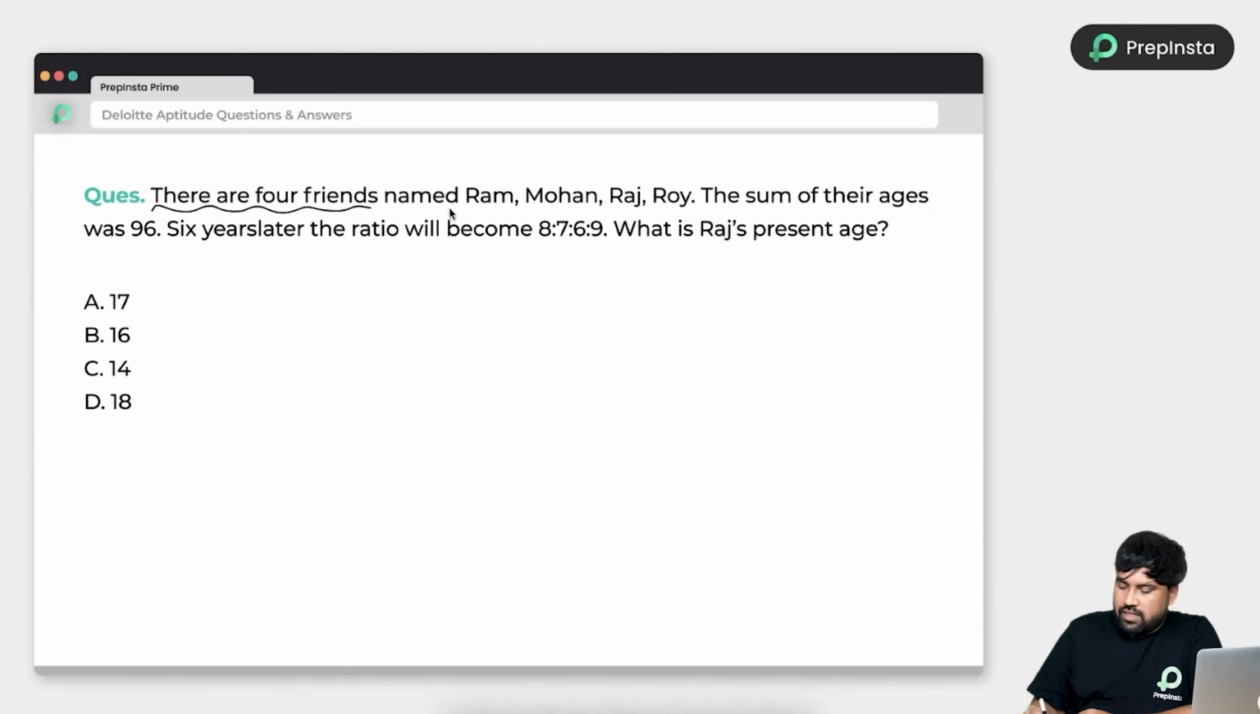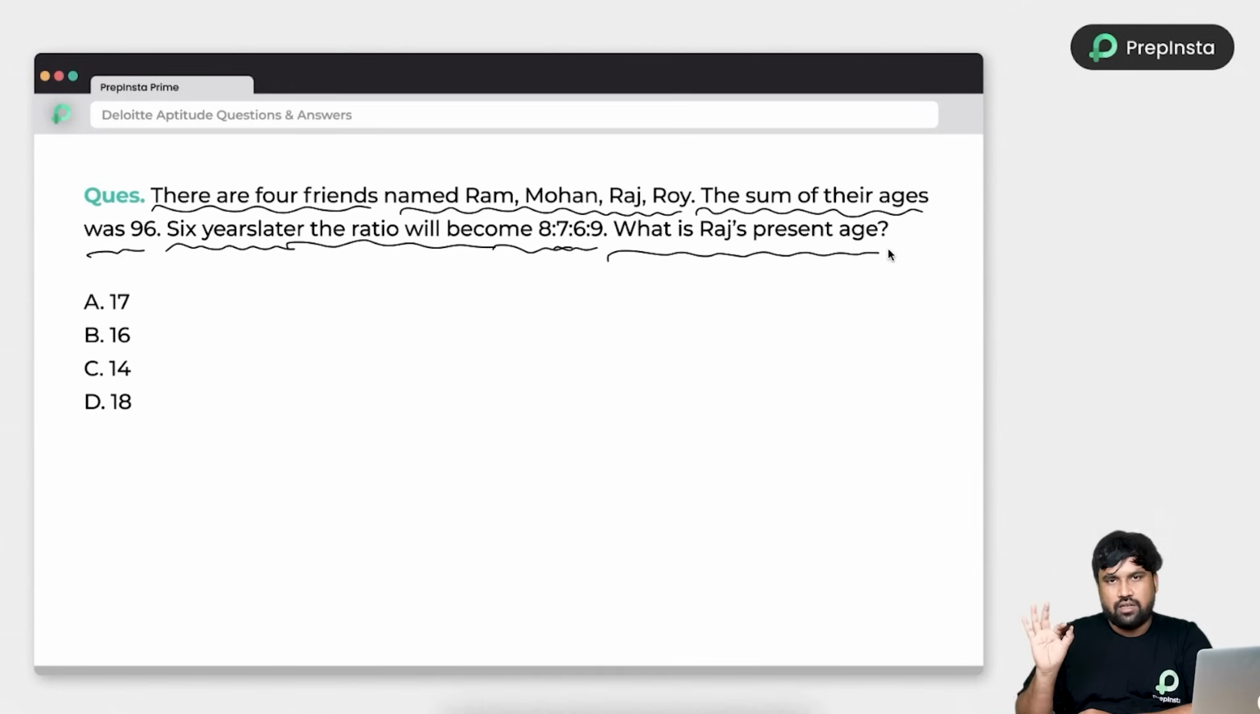There are four friends named Ram, Mohan, Raj, Roy. The sum of their ages is 96. 6 years later, the ratio will become 8 is to 7 is to 6 is to 9. What is Raj's present age? Raj's present age is how much?